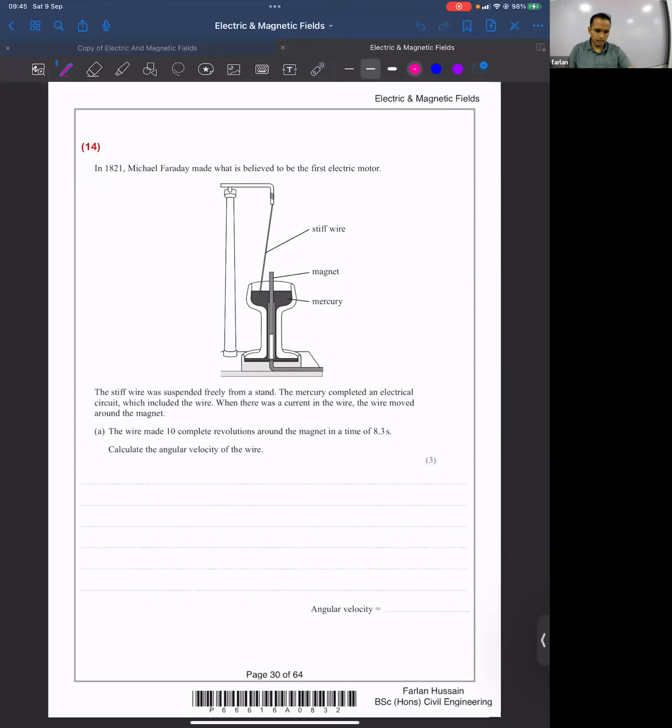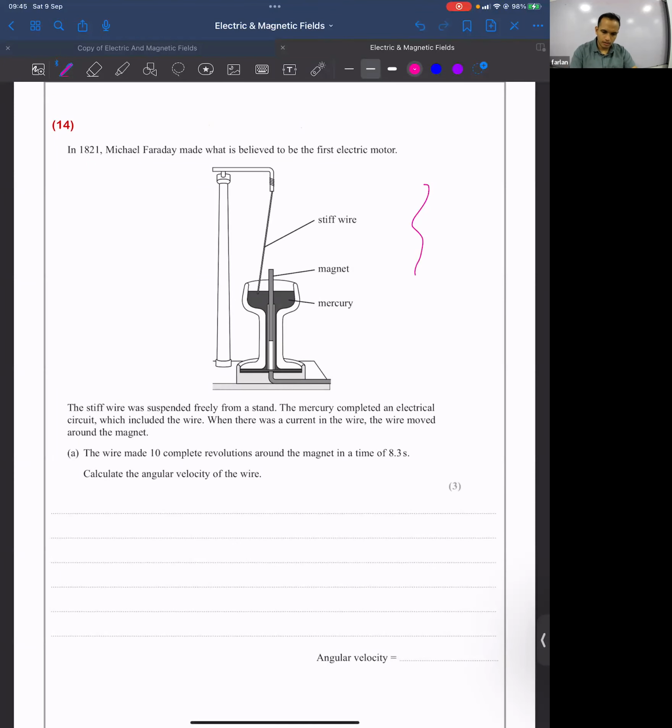Right, okay. Guys, in 1821, Michael Faraday made what is believed to be the first electric motor. The stiff wire was suspended freely from a stand. The mercury completed an electrical circuit which included the wire. When there was a current in the wire, it moved around the magnet. The wire made 10 complete revolutions around the magnet in a time of 8.3 seconds. Calculate the angular velocity of the wire.